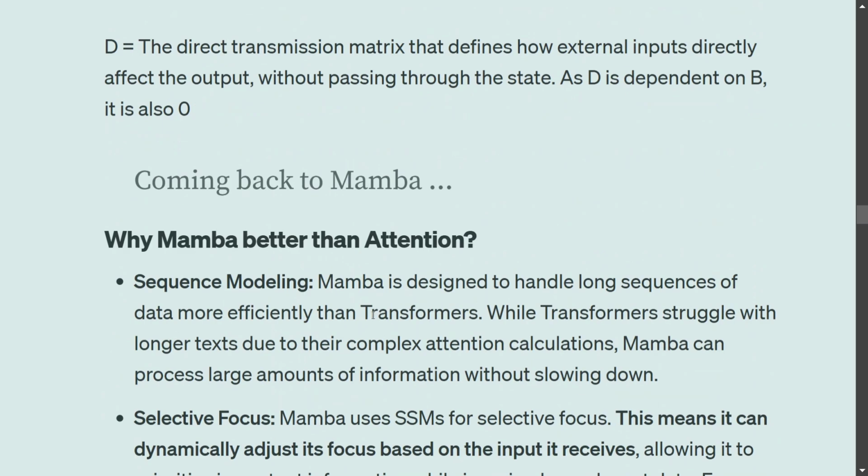Now, coming back to Mamba, we will try to understand why Mamba is considered a better alternative to attention. Talking about sequence modeling, transformers struggle with very long text due to complex attention calculations. If you have 1,000 words, we would be forming an attention matrix of 1,000 by 1,000. This is very complex, because in computation and latency it would be very high. That is why going with a long context is difficult, and with a very long text, a transformer may struggle.